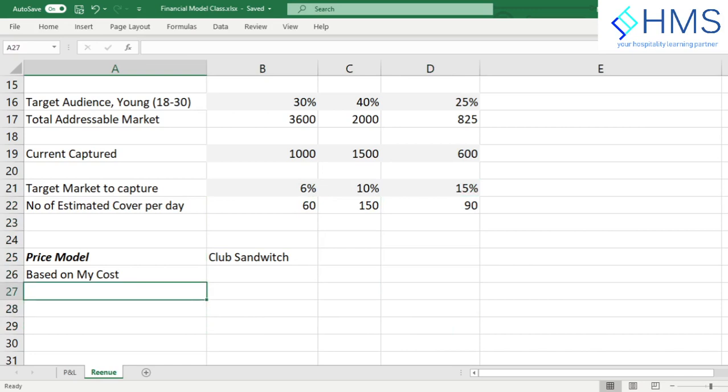Then I would also look at my main competition, how much they are selling the club sandwich for, and what my price is. And then I would also look at my assessment based on the value proposition of the competition.